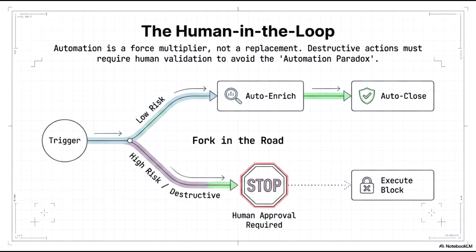Conversely, for high-risk or destructive actions, the workflow reaches a mandatory stop. This human-in-the-loop checkpoint ensures that no critical action is executed without manual approval. Once a person validates the data, the system can then proceed to execute the block. This balance maintains operational speed while ensuring safety and accountability for high-stakes decisions.